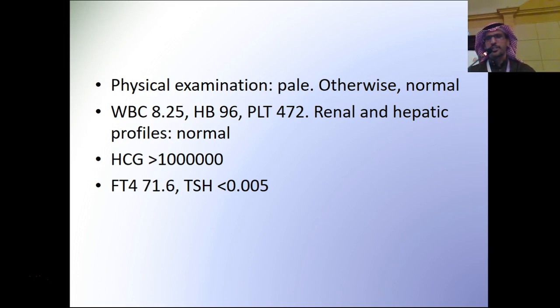On physical examination, it was unremarkable except that she is pale. Her hemoglobin was 96. Otherwise, renal and hepatic function was normal. Beta HCG was more than 1 million, and she has a picture of hyperthyroidism. T4 was 71.6, which is high, and TSH less than 0.05.